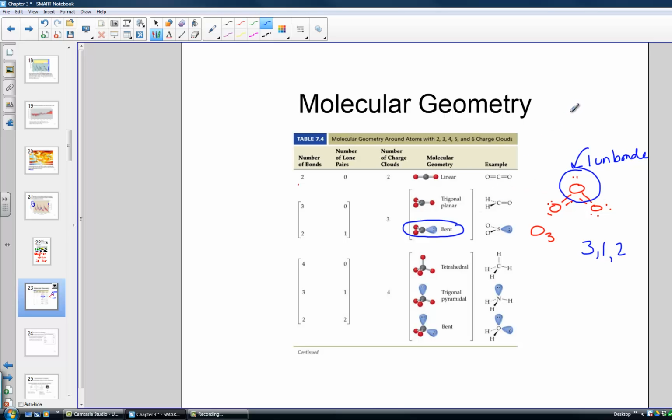If I had a molecule that had another attachment up here around the central atom, I have 1, 2, 3 domains. The number of bonds is 3, but I have no lone pairs on that central atom. That's when we refer to it as trigonal planar, lying flat in a plane. And of course this bond angle would be 120 degrees.